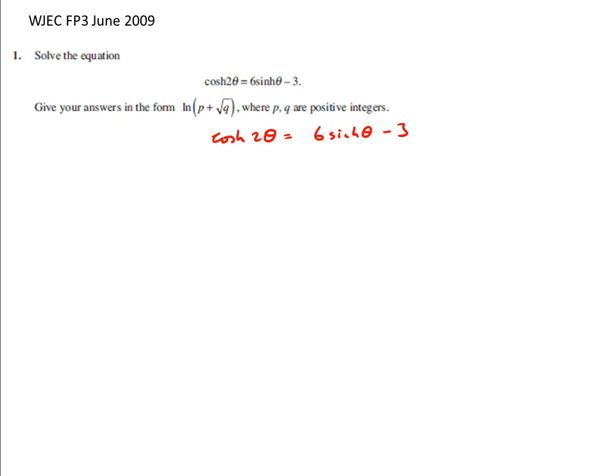So we've got cos 2 theta equals 6 sine theta minus 3. We're told in the formula booklet that cos 2a is the same thing as cos squared a minus sine squared a. So we can instantly rewrite the equation as cos squared theta minus sine squared theta equals 6 sine theta minus 3.